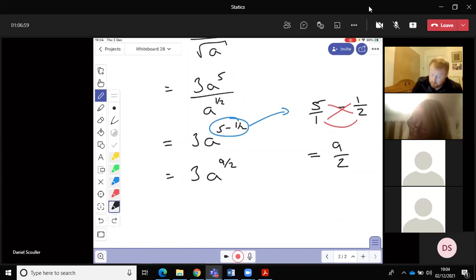Okay, so we've got 3 to the power of 9/2. Essentially, well, not essentially, we can write that as that. So that would be our final result. Okay.